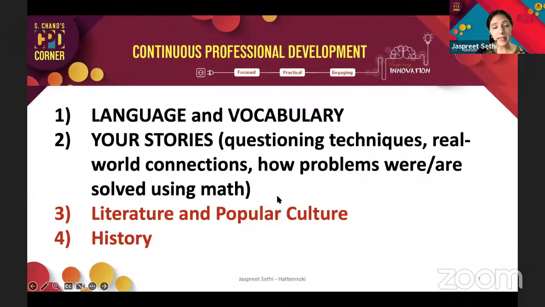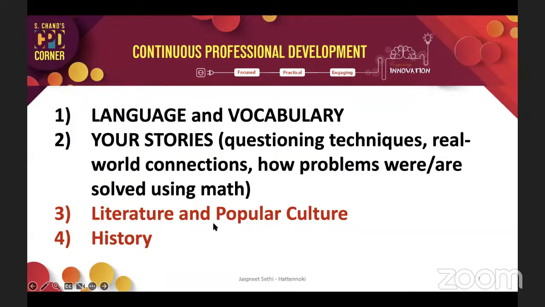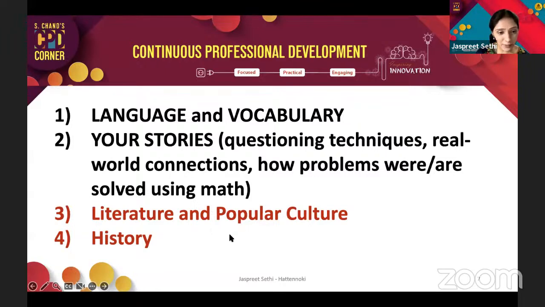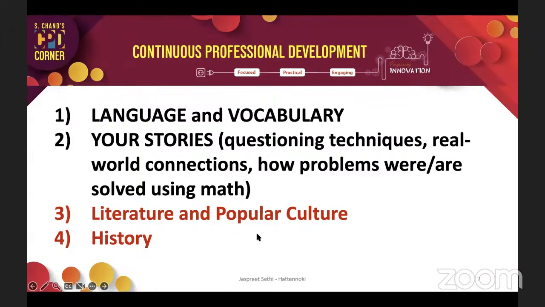So yesterday, we spoke about language and vocab and our own stories, and how our questioning techniques, real world connections, and the problems we pose use mathematical applications to be solved. We discussed these yesterday, and today we are moving into literature, popular culture, and the history of mathematics. So, literature.